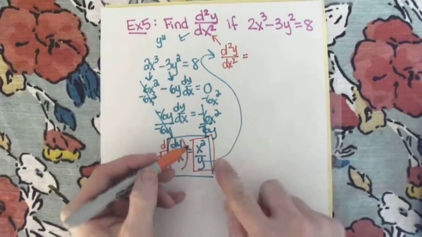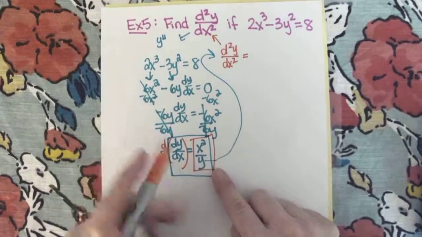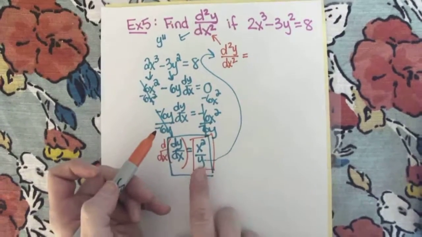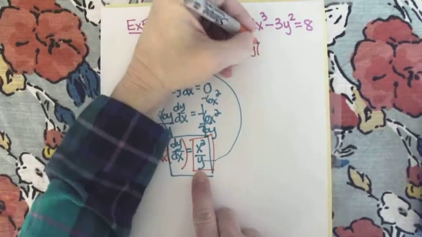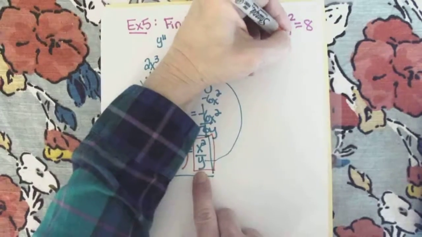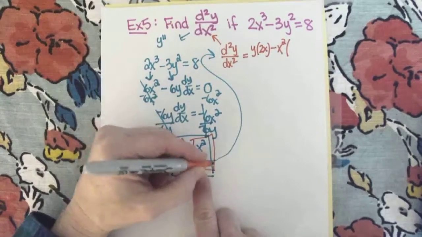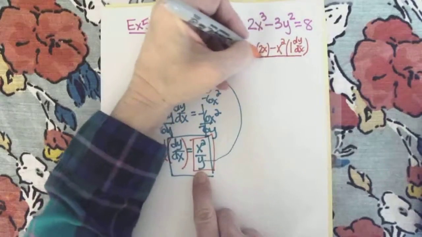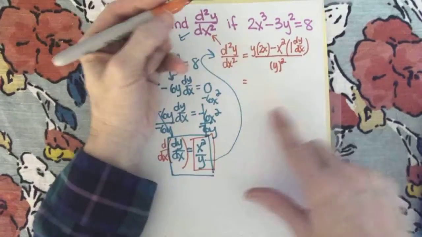Now on the right side, when I go to take the derivative of this, I'm going to have to use the quotient rule. So I'm going to use the quotient rule, and remember that anytime I take the derivative of a y, I've got to tack on the dy/dx. So here I go. Denominator times derivative of numerator, that's 2x, minus numerator times derivative of denominator. Well, the derivative of y is 1, tack on the dy/dx. And this is all over denominator squared.